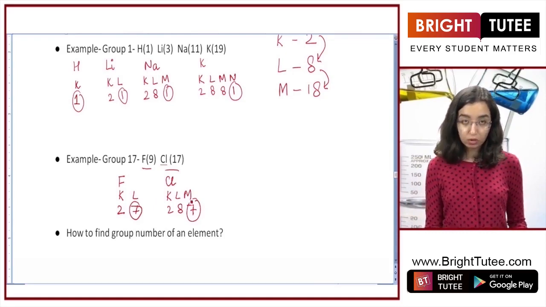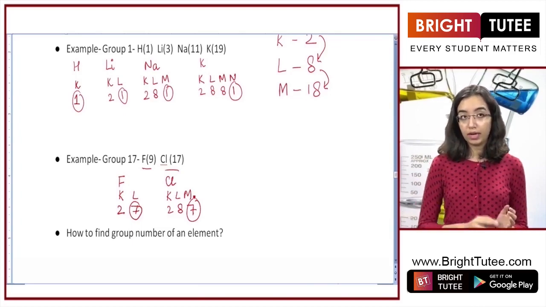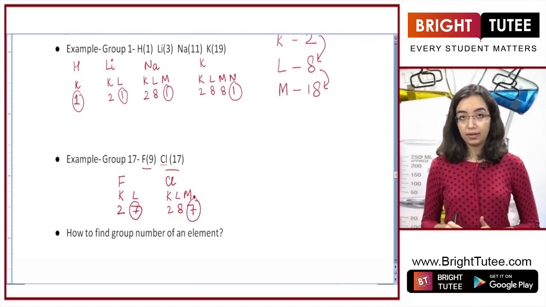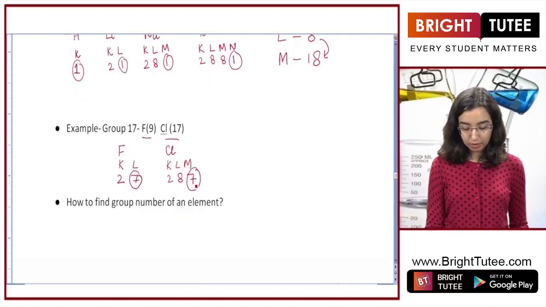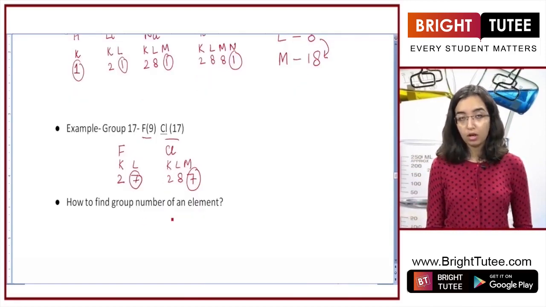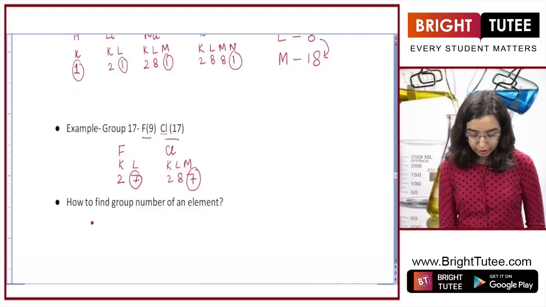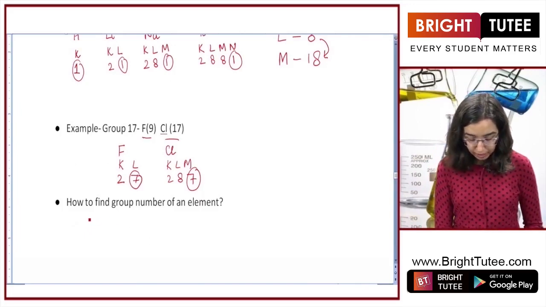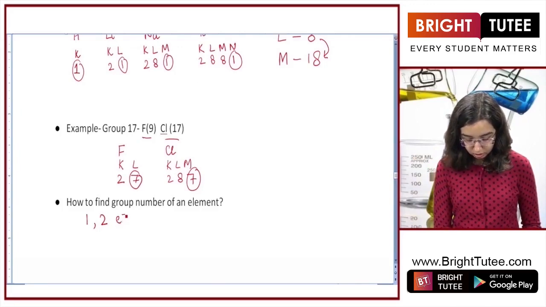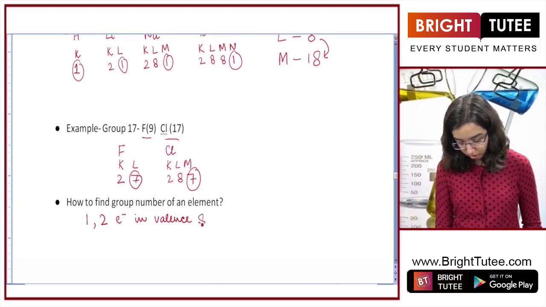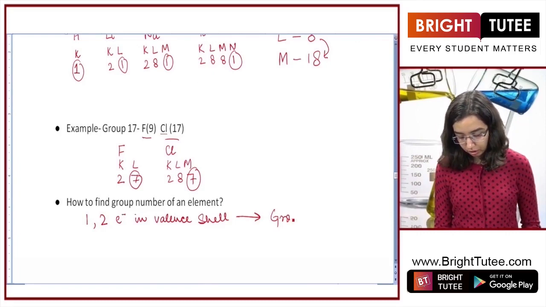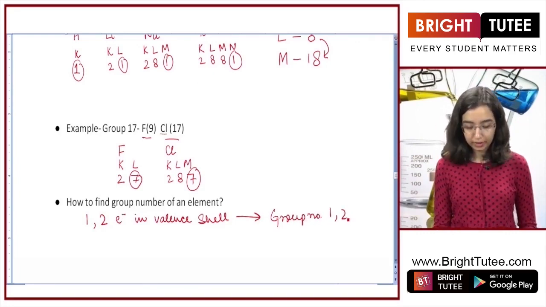Now, what if you're given a reverse question? I've been telling you how to see that the pattern exists in the group. But what if you're given an element and you're asked to find its group number? It's very simple. If the element has 1 or 2 electrons in the outermost shell, then that becomes the group number. The group number similarly becomes 1 or 2 respectively.